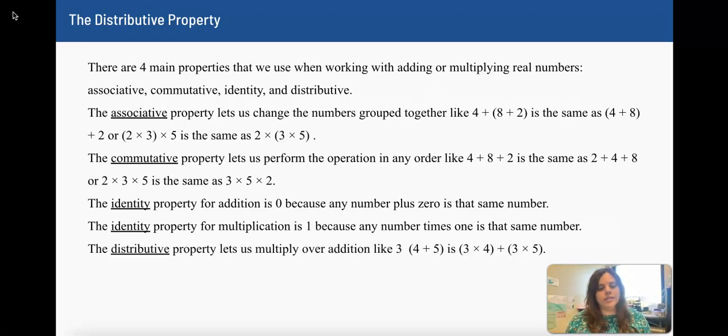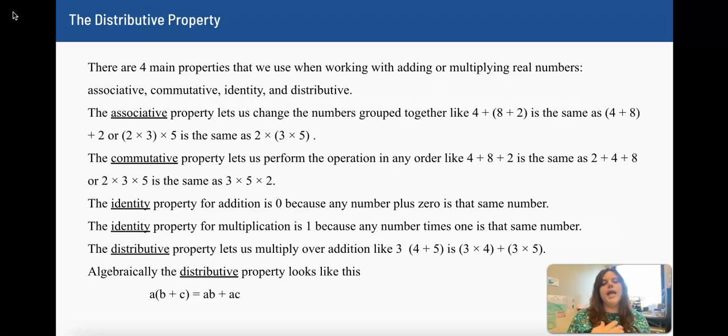Finally, we are talking about the distributive property. This is what lets us multiply over addition. For example, 3 times 4 plus 5 is 3 times 4 plus 3 times 5. So we're multiplying into a problem that is addition. Now, algebraically, the distributive property would look like this. A times B plus C equals AB plus AC. This is how to show that for any number we plug in, this property is what it looks like.